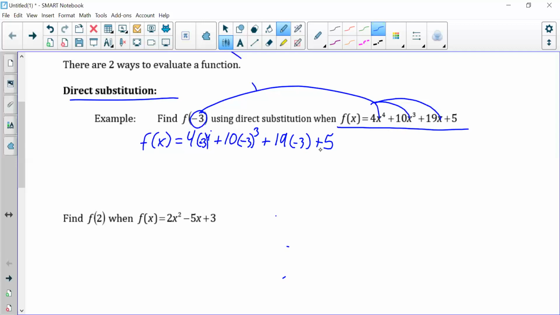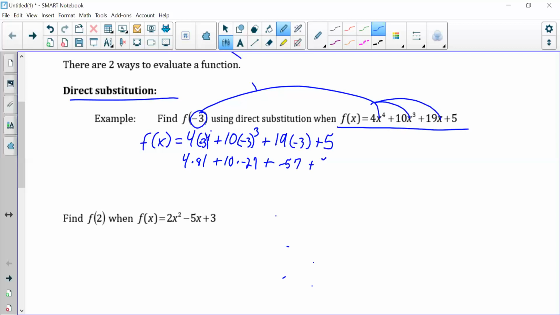So, I forgot my parentheses. So, (-3) to the fourth power. -3 times -3, that's going to give me a positive. Times -3 will be a negative. Times another -3 will give me a positive. So this should be positive 81. So, 4 times 81 plus (-3) cubed. This one will actually be an odd number, it is -27. So 10 times -27 plus 19 times -3, which is -57, plus 5.